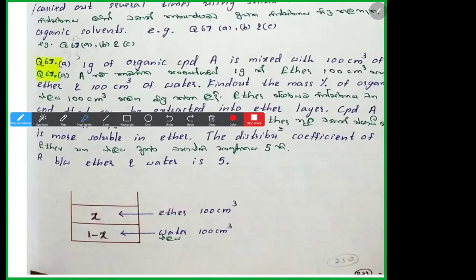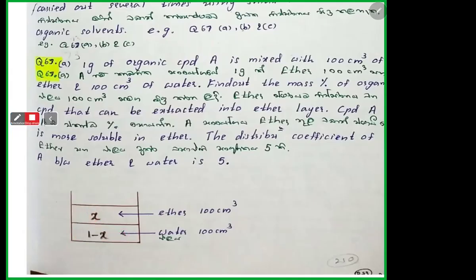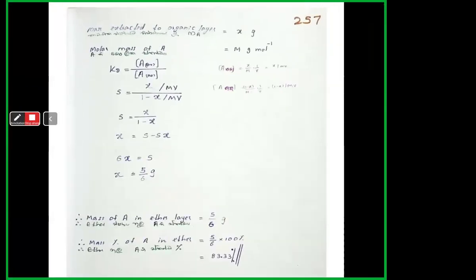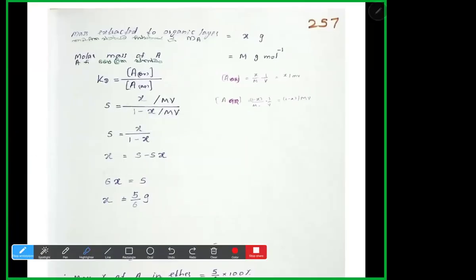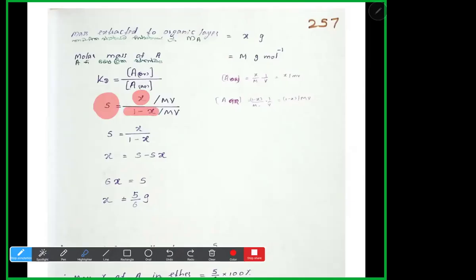Let's say initially we had 1 gram of compound. X goes to the ether phase, so how much remains in the water phase is 1 minus X. Clear that? Okay. Then let's see what the percentage is. To get that, we need KD. When you write KD, it is the concentration of A in the organic phase (ether) over the concentration of A in the aqueous phase. KD is given. So X is the mass in the organic phase, and the remaining becomes 1 minus X, because we were initially using 1 gram.